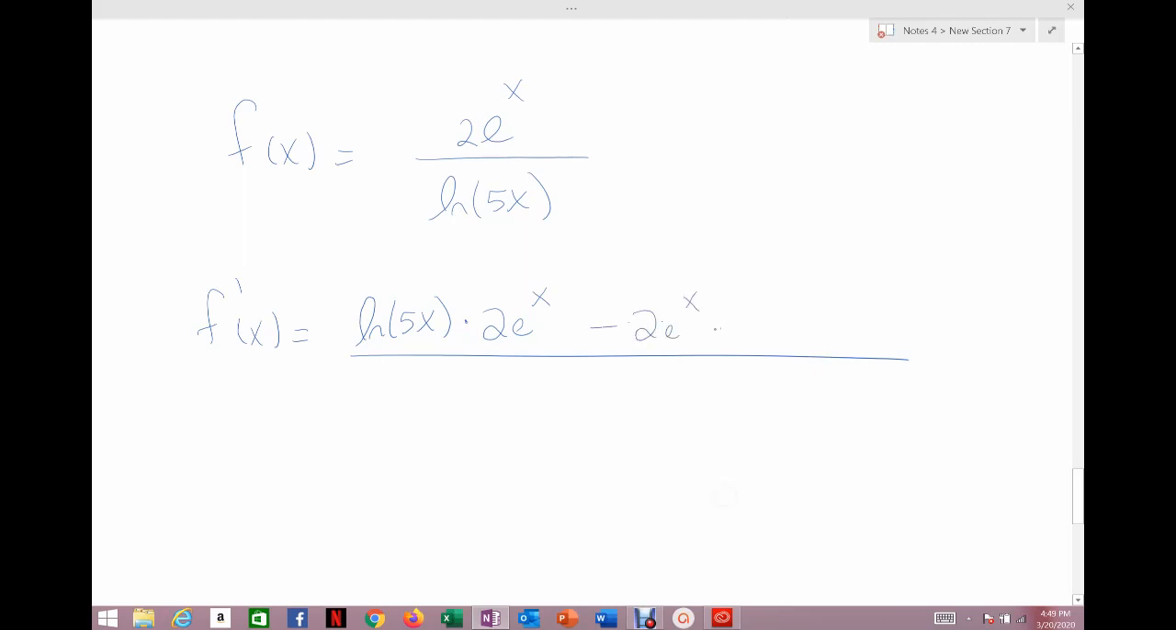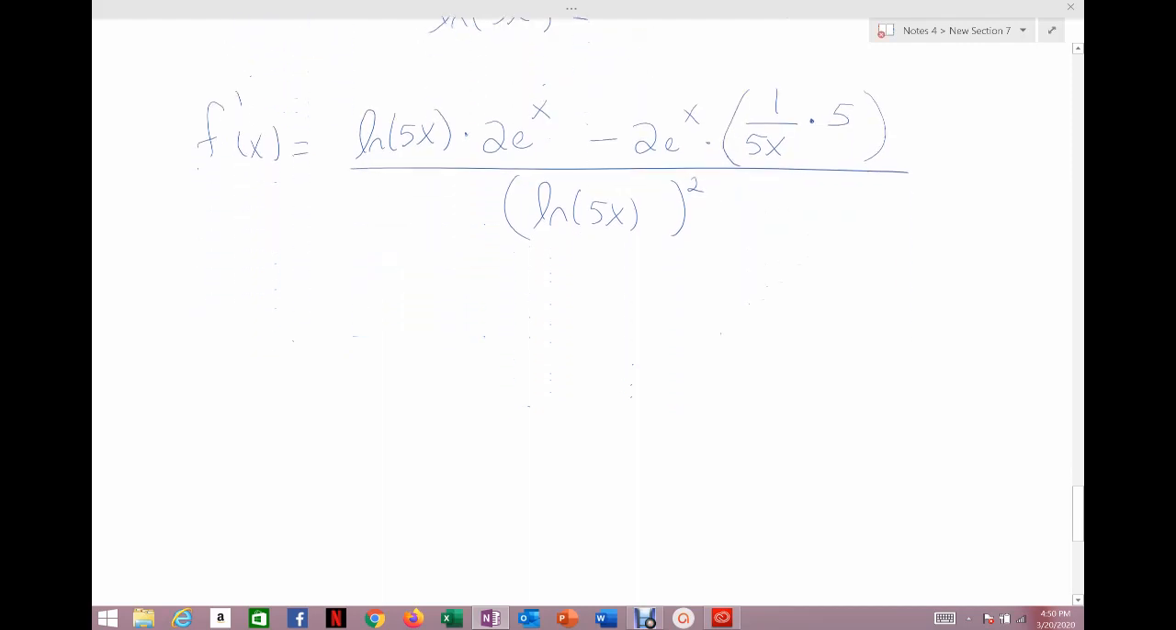minus the high, 2e to the x, times the derivative of the low, so this is going to require my chain rule, because I've got a 5x, so it's 1 over the function inside, so 1 over the 5x, but I'm not done yet, times the derivative of the function inside, so times 5. So low, derivative of the high, minus the high, derivative of the low, all over the low function squared. And again, you need to put parentheses, it's that entire log function squared. Now again, that's its derivative.